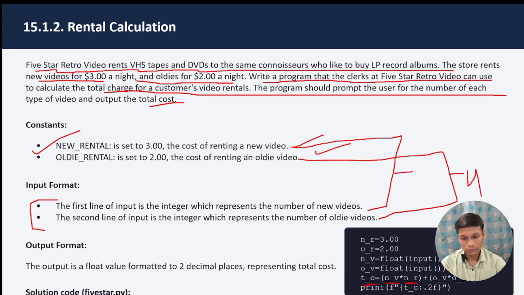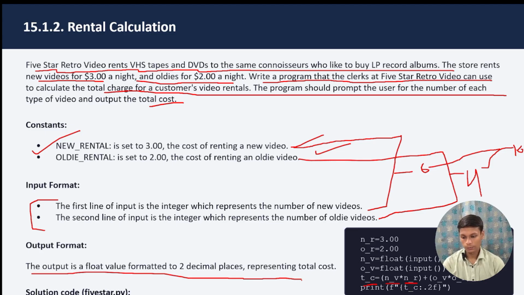And then if the new video is 3, so 3 into 3 is 6. If we add this and this, we get the number 10, which means our cost is 10 rupees. Sorry, we are dealing here in dollars, so $10 is our price. And we have to print the output in two decimal places. So let's see how we can do this.